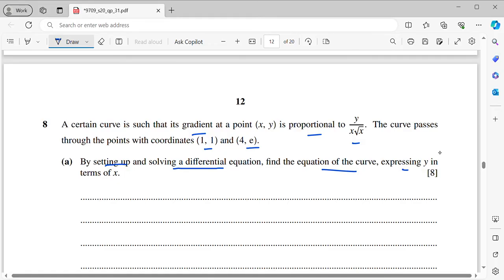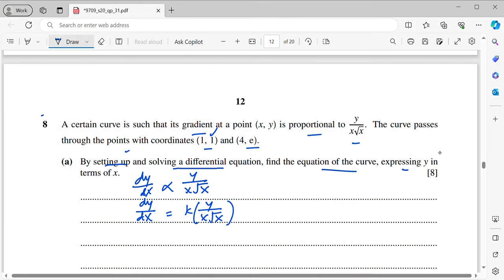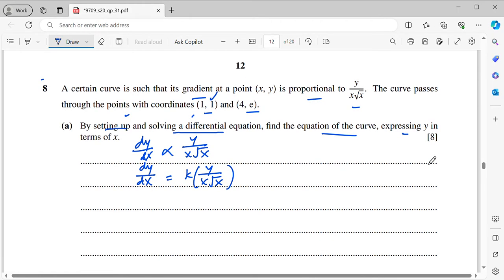So now dy/dx is proportional to y over x square root x. When proportional, you change to an equal sign, but you must multiply by a constant, which is k. So I'm getting this expression now. Before we replace (1, 1), we have to solve this differential equation first. Now we have set up the differential equation, and now we need to solve it.